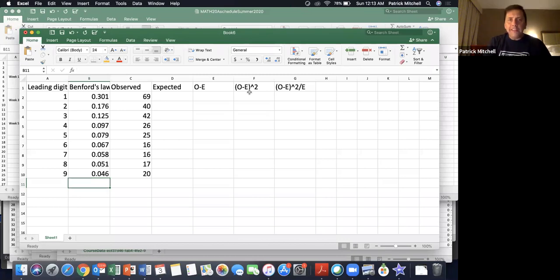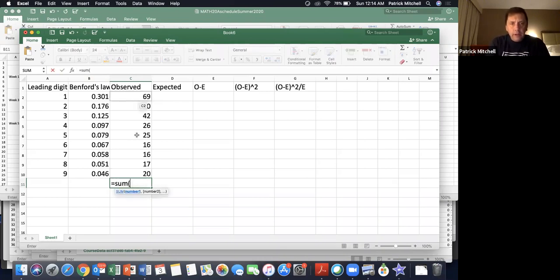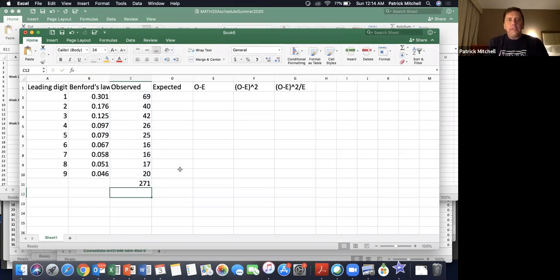All right, I wanted to show you how easy it is to do these calculations on Excel. So what I've done is I've set up a spreadsheet where I have my leading digits, which are just going to be labels. These are not going to be used in the calculations. I have the expected probabilities from Benford's law, and then I have my observed frequencies. So the first thing I need to do is calculate my expected frequencies. And the way I'm going to do that, first I'm going to ask Excel to add up all the numbers in this row. So I'm going to say equals sum of all of these values. All right, 271, just like they said.